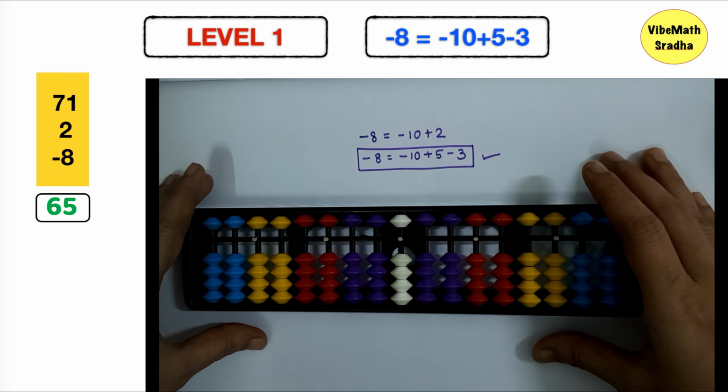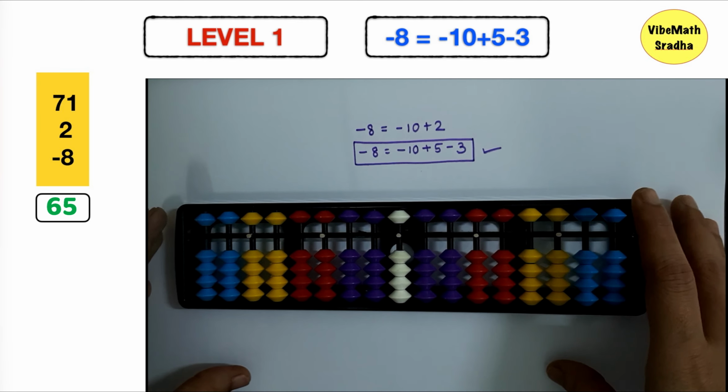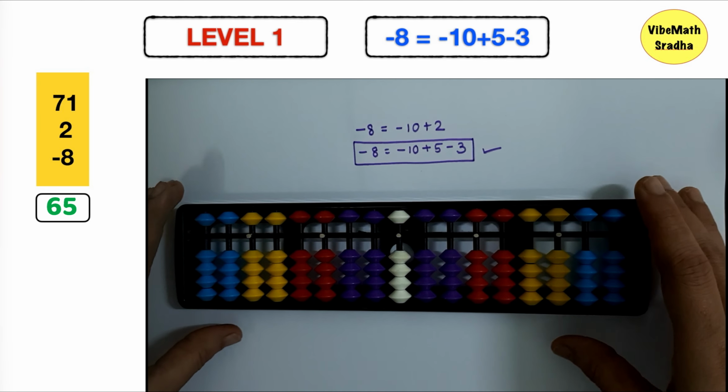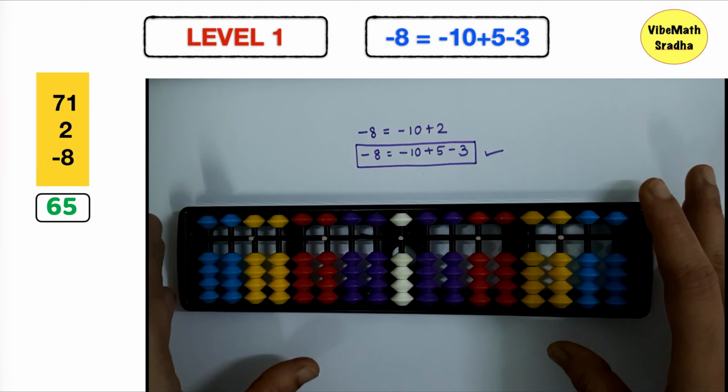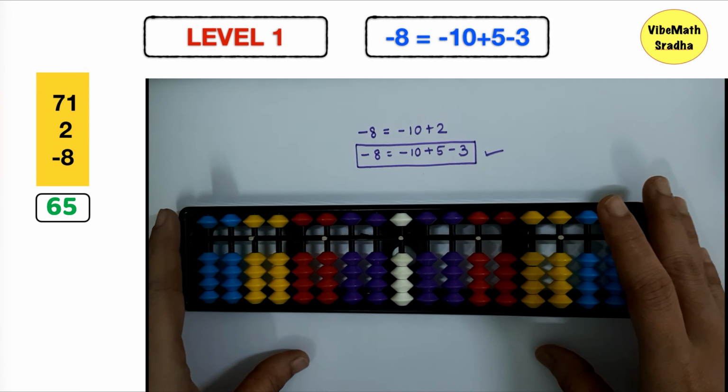We have solved all the examples using the formula minus 8 is minus 10 plus 5 minus 3. So, this is the formula for combination subtraction of 8.